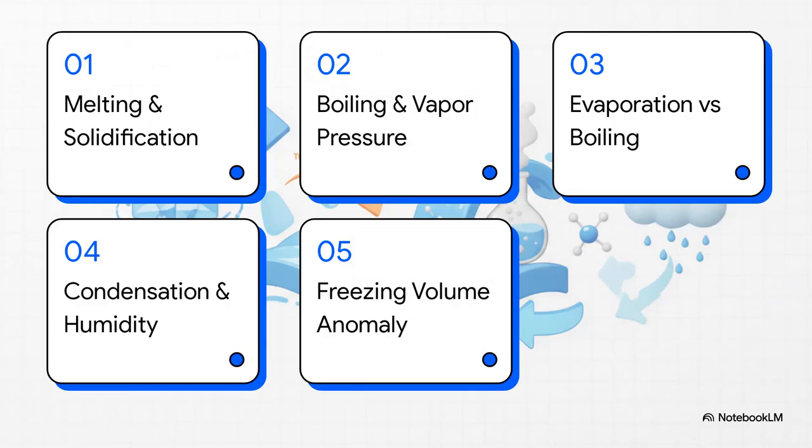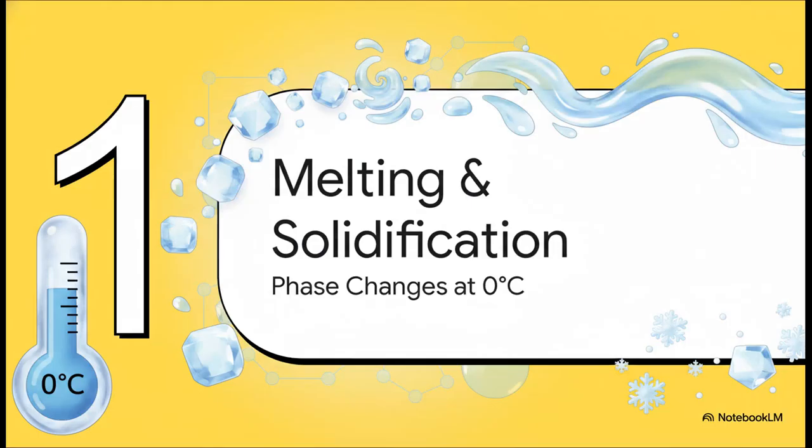So, here is our roadmap for today's scientific adventure. Melting and solidification, boiling and vapor pressure, evaporation versus boiling, condensation and air humidity, and finally, the water volume freezing anomaly. It's a packed journey, so let's jump right in. Starting with Section 1, melting and solidification.